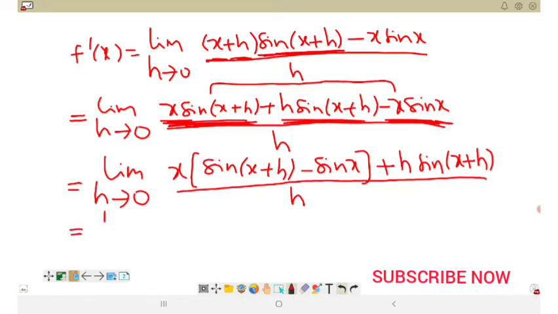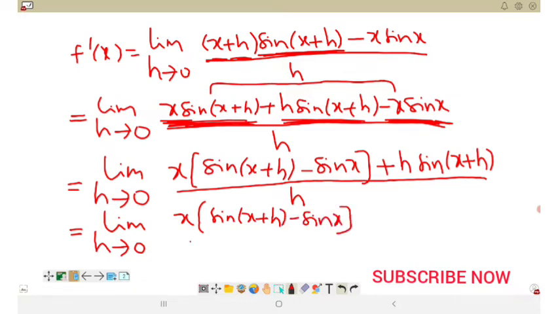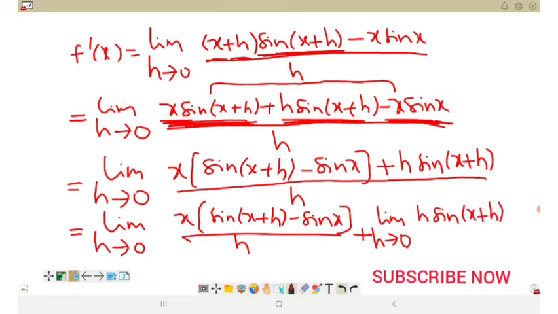Alright, limit h tends to 0, x into sin of x plus h minus sin x by h, plus limit h tends to 0, h of sin of x plus h by h. So h and h cancel.